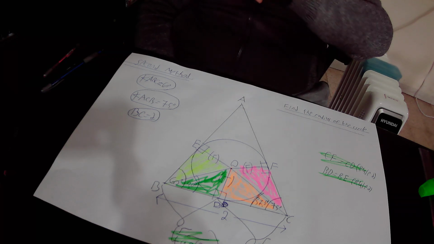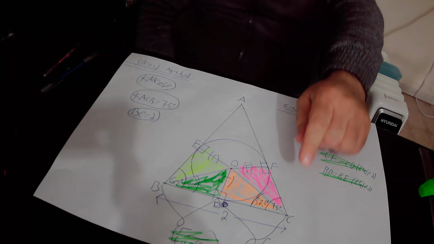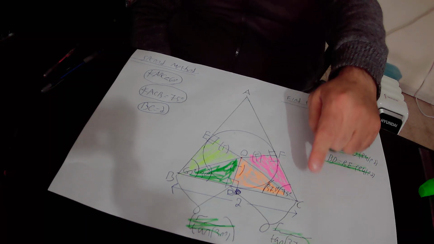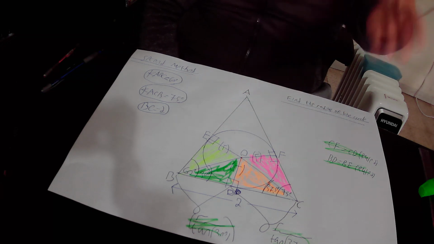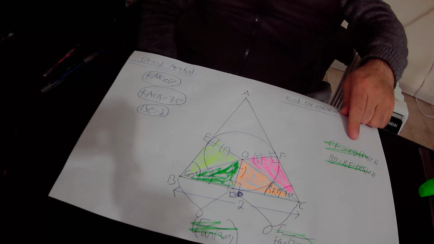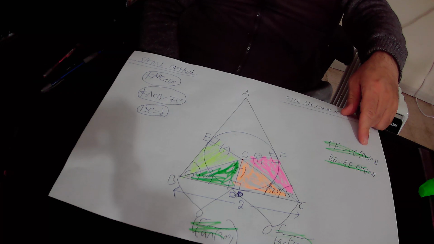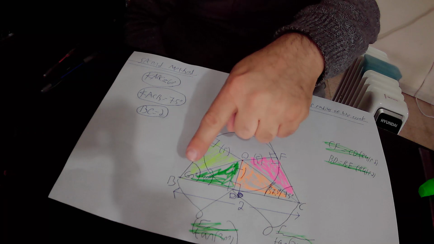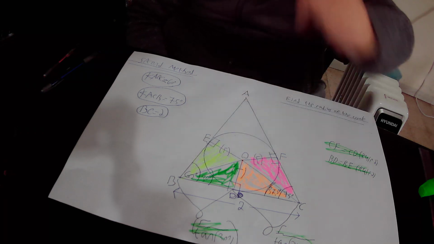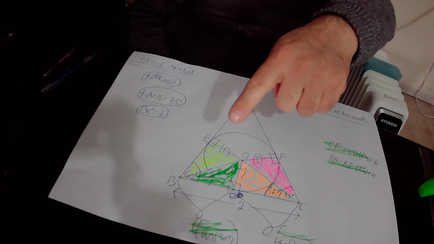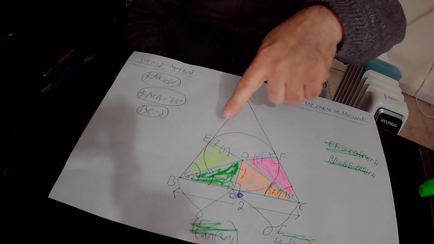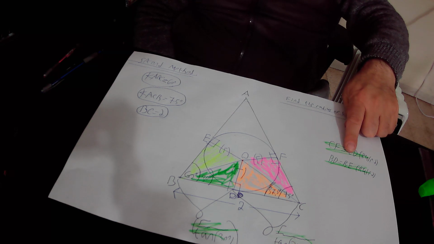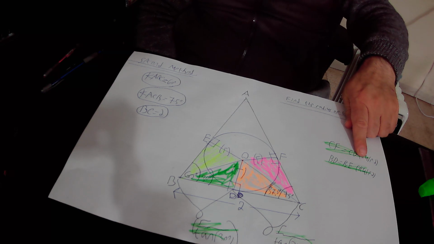Then we implement rule number 2 in our drawing. We focus on the common external point C. From point C, we have two tangents to this circle, tangent CF and tangent CD. According to rule number 2, they are equal to each other. That is to say, CF equals CD. Likewise, we focus on the common external point B. From point B, we have two tangents to this circle, tangent BE and tangent BD. According to rule number 2, they are equal to each other. That is to say, BE equals BD.